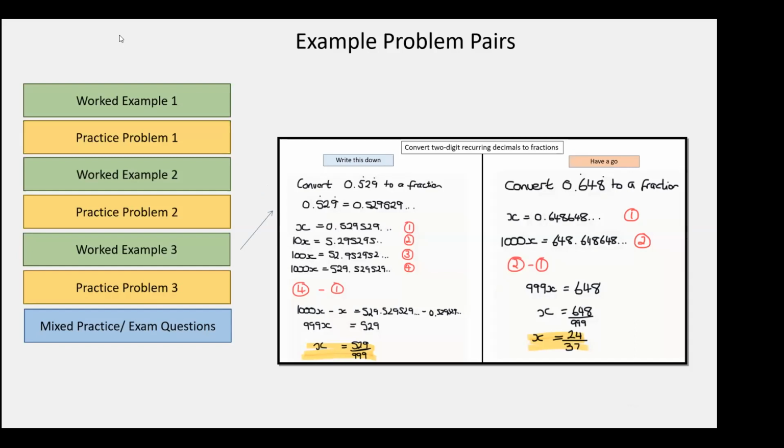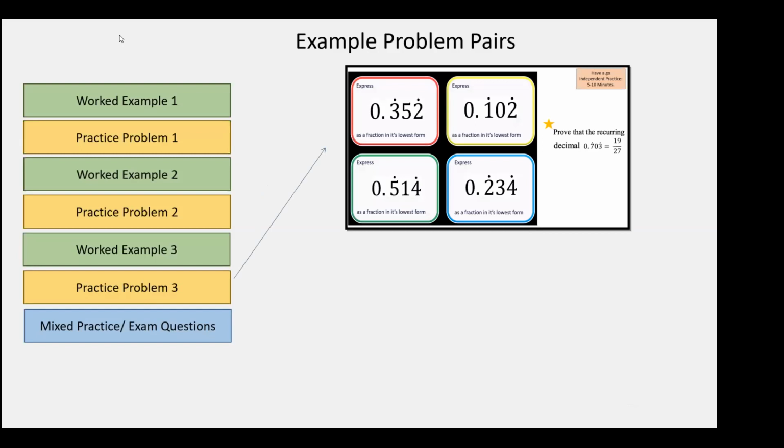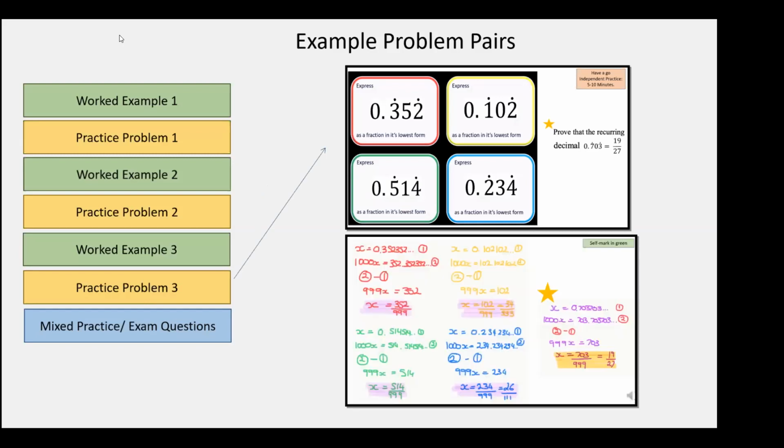So I do it where I do my example step by step, students have a go, then they reveal it step by step. And then I do again my 4 problems and 1 challenge problem. Now these practice problems again are only on 3 decimal recurring. There's no 2 decimals recurring, there's no 1 decimal recurring. This is purely because worked example 3 only looked at 3 decimal recurring. And then I do my worked exam answers as well.